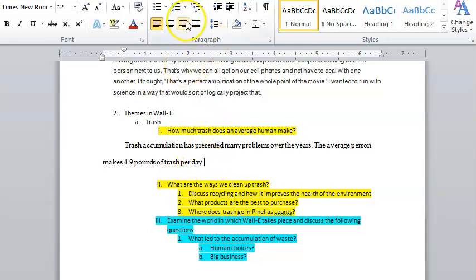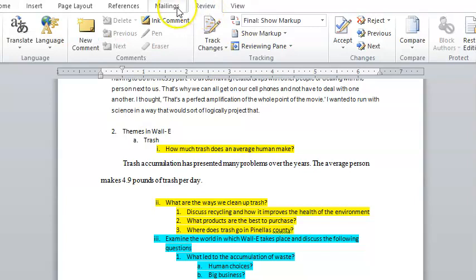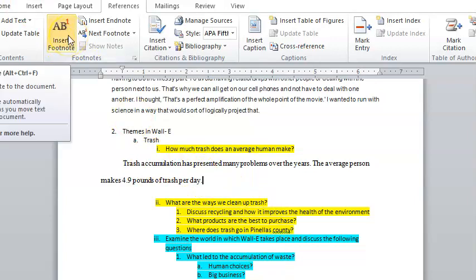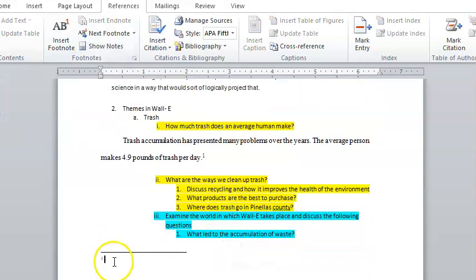So right here, this is where you go to review. So let me scoot this up some. So you go to review right here. And then you go to references, excuse me. You go to references and you insert footnote. And so you click on this, insert a footnote, and then what you'll see is that down at the bottom of the page, there comes up this number 1. So there's your first footnote and page number 1.